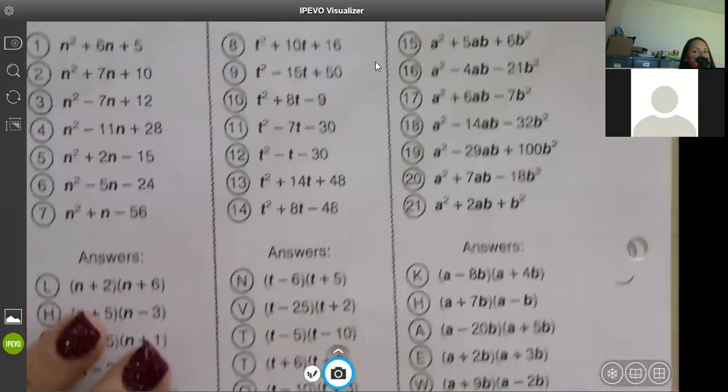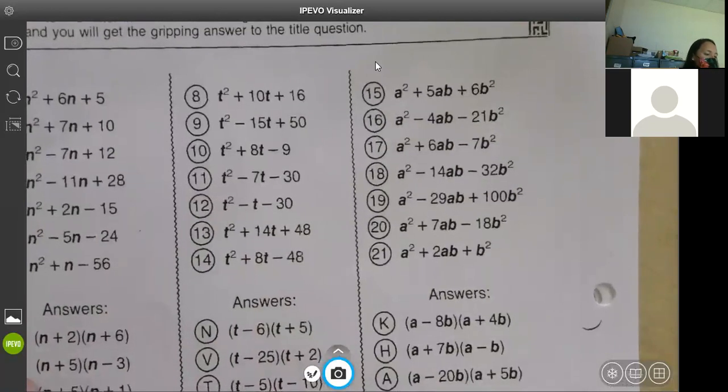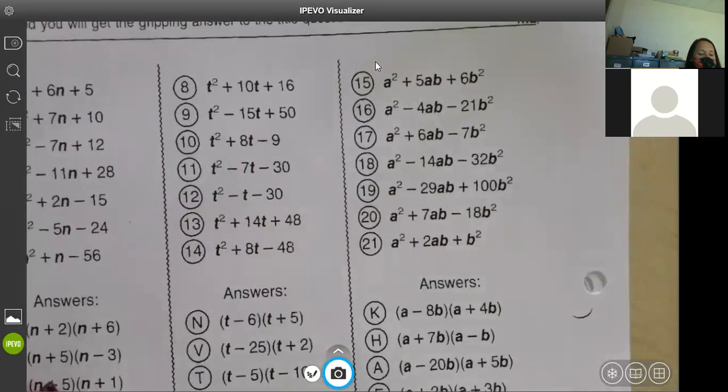Look at that last column. All of these are done the exact same way. They're all done the same way. Look at the last column. The only difference in the last column is that you have that B on the end. So let me show you how to do one of these.